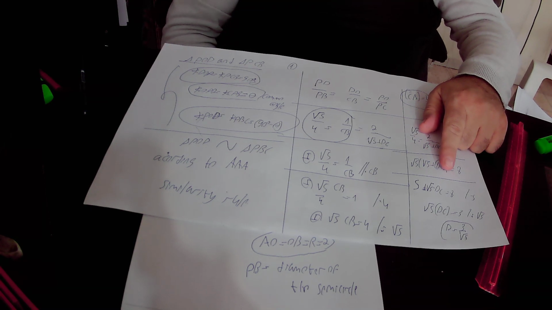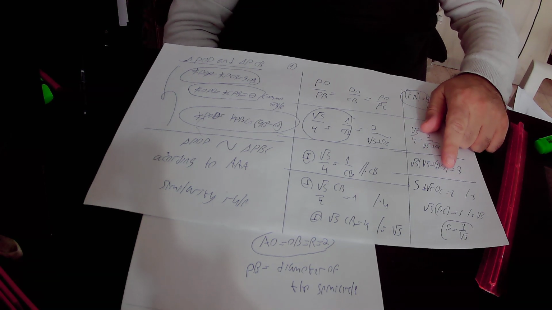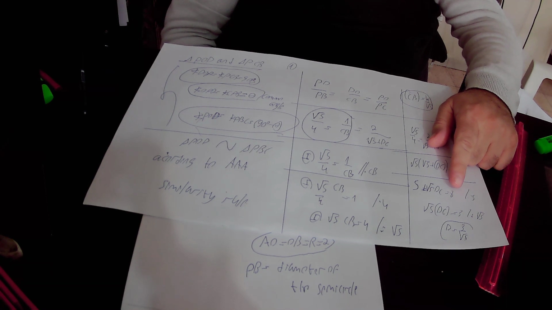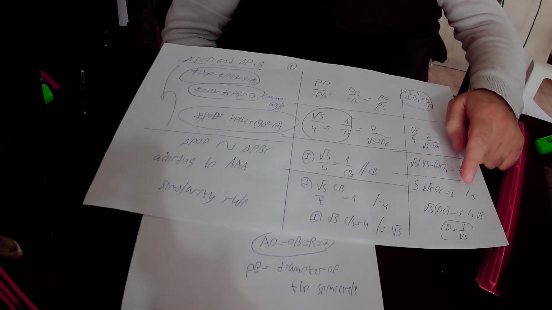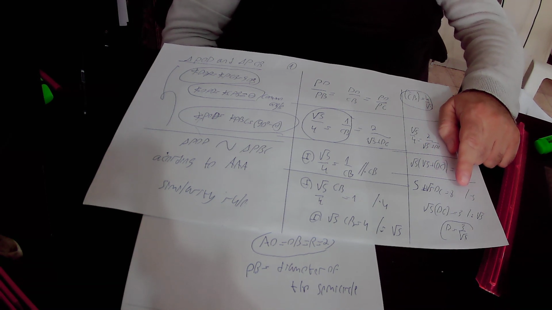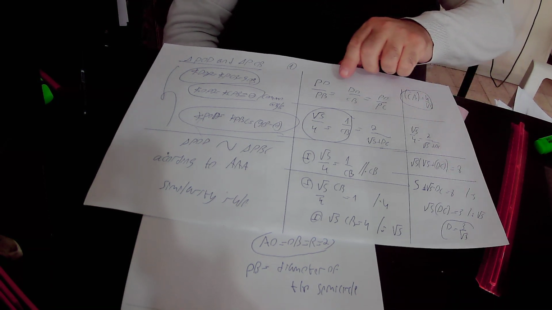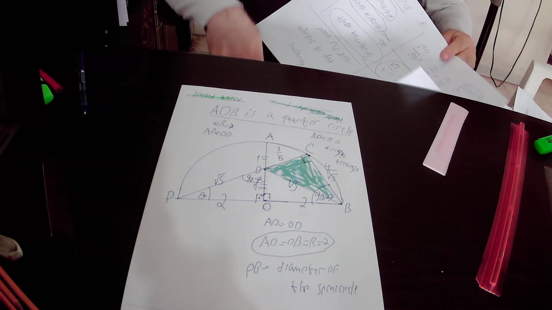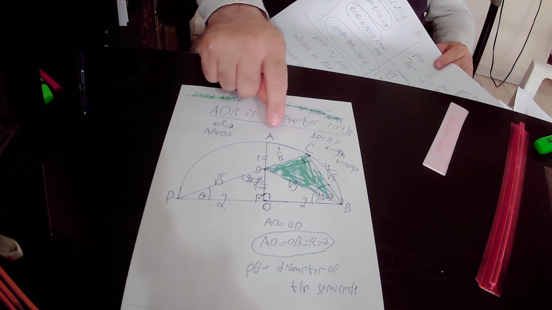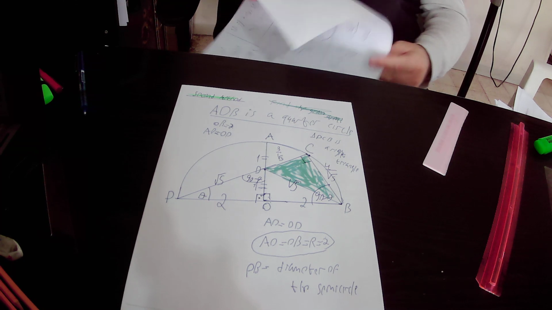We subtracted 5 from this equation and found out that square root of 5 DC equals 8 minus 5, which is 3. So square root of 5 times DC equals 3. We divided this equation by square root of 5 and found out that DC equals 3 over square root of 5. Here, DC equals 3 over square root of 5.